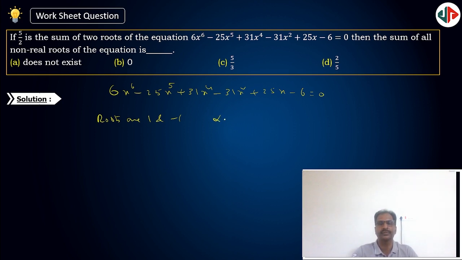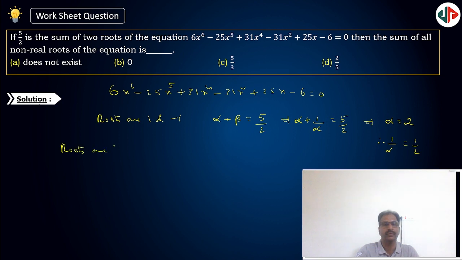Next, if you assume the two roots as alpha and beta, given that alpha plus beta is 5 by 2, and for a reciprocal equation, roots are reciprocal to each other, which means if one root is alpha, the other root will be 1 by alpha. So alpha plus 1 by alpha is equal to 5 by 2 means alpha will be 2. Therefore, 1 by alpha will be 1 by 2. So what are the roots known till now? 1, minus 1, 2, 1 by 2. Let us say the other roots are gamma and delta.